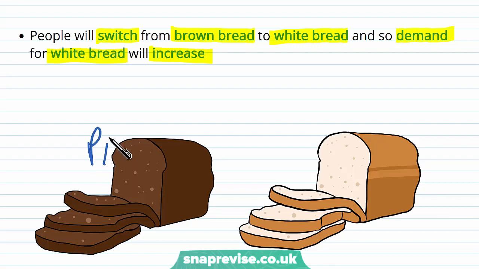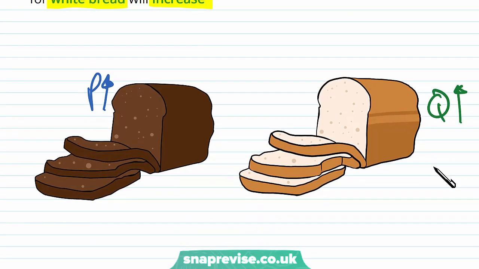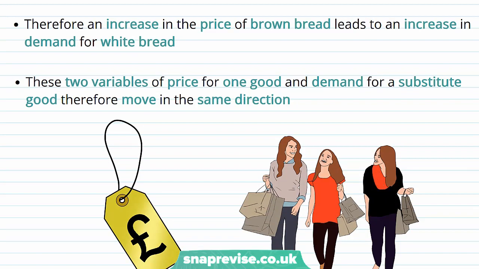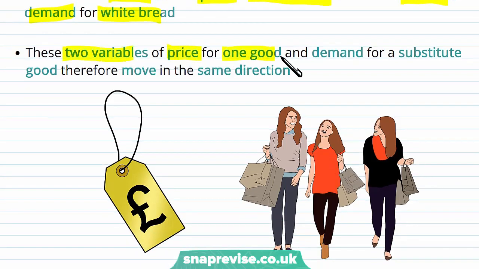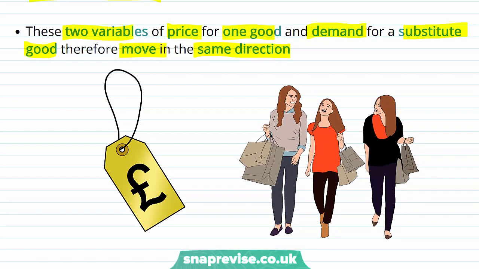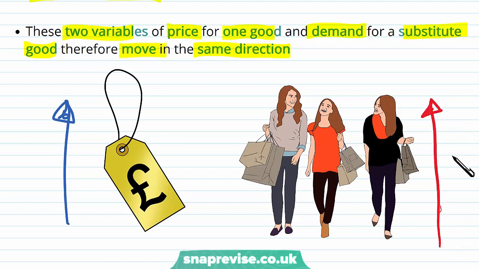So here the price of brown bread has gone up and the quantity of white bread has gone up as well. Therefore, an increase in the price of brown bread leads to an increase in the demand for white bread. These two variables, price for one good and demand for a substitute good, therefore move in the same direction. What do we mean by moving in the same direction? Well, the price increases, and when we say same direction, we mean that something is increasing as well, and that's exactly what we have observed. The price of one good has increased, and therefore the substitute good has increased in the demand quantity too. Hence we say they're moving in the same direction.